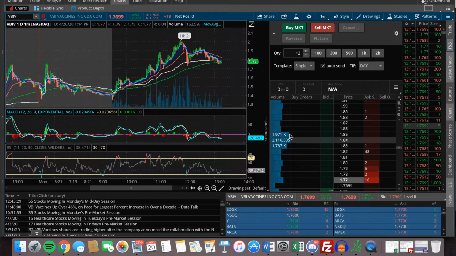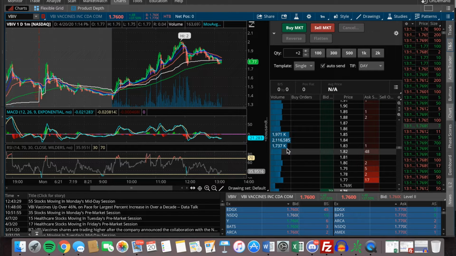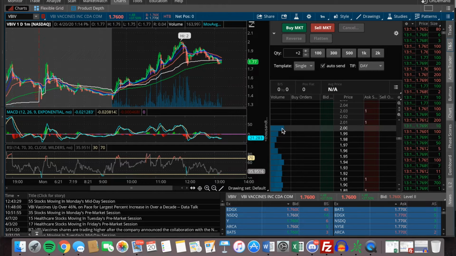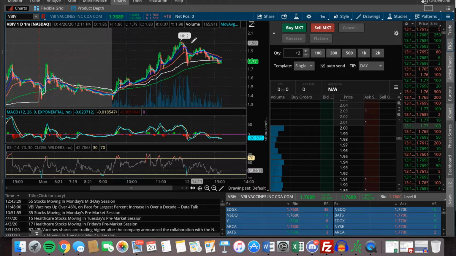If we do get back up towards that level, that could be a tough area to break through. But if we break through that, well, where's the next highest volume area? Again, $2, we see some decent volume. We haven't broken out. We can look at the charts and see things like that. So, perfect example here, guys, of a penny stock.